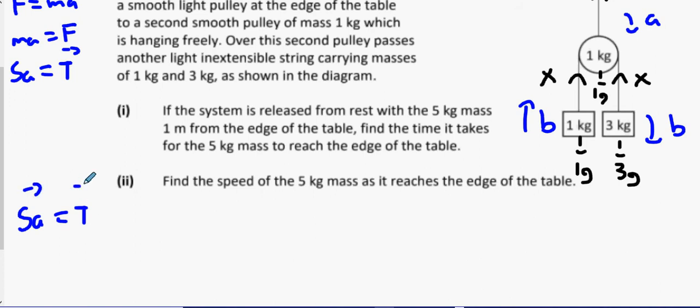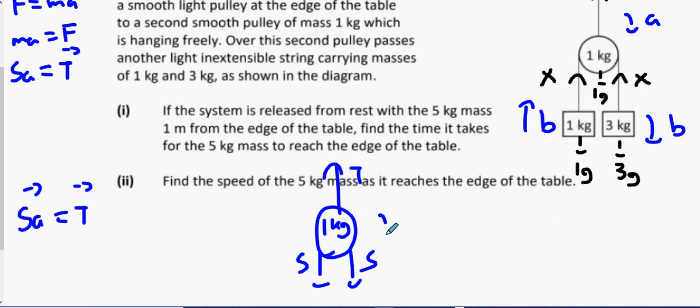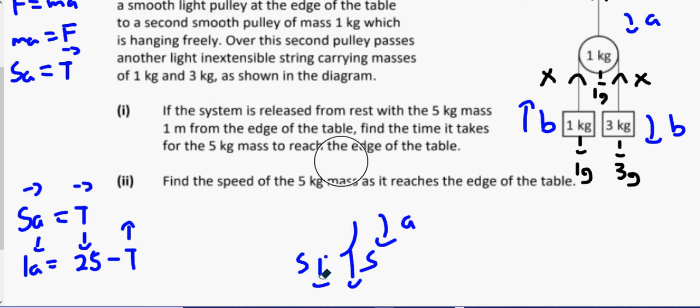Okay. Next we're going to look at this one. Now, the 1 kilogram mass is an interesting one. It gets pulled up by a tension T, but it gets pulled down by two S's. And we're going to say that its acceleration is going downwards. So we're going to say that 1a is equal to 2s, which is going downwards, take away the T, that's going upwards, because overall, this is going downwards. Down is bigger than up. Okay, that's that one done.